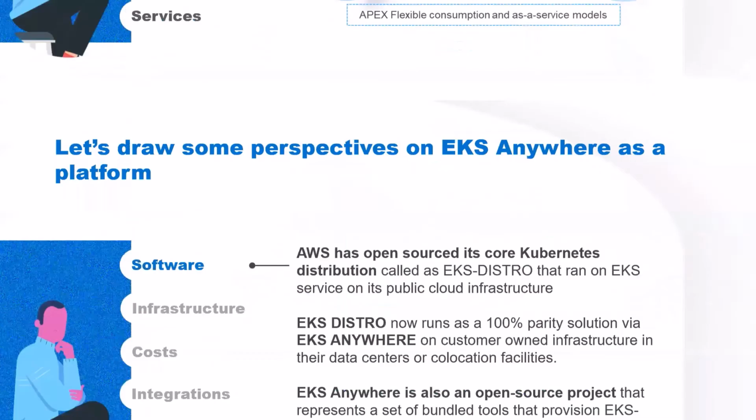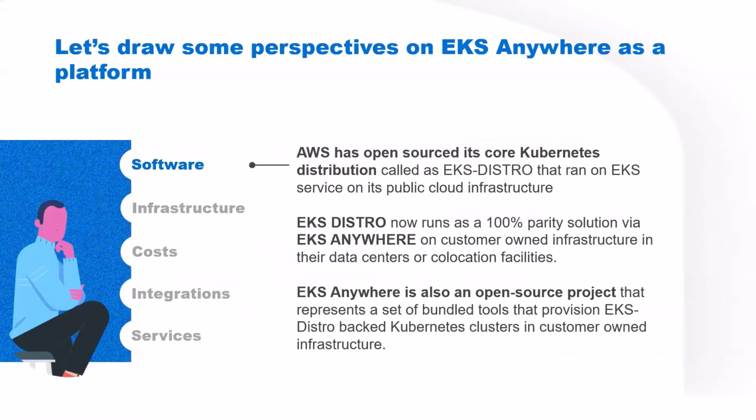Now, when it comes to software, I've already mentioned that AWS has open sourced EKS Distro and it runs as a 100% parity solution. So if you deploy Kubernetes version 1.22 inside of EKS on public cloud, versus EKS Anywhere clusters running on premises, you will see the same EKS Distro being deployed on both clusters.